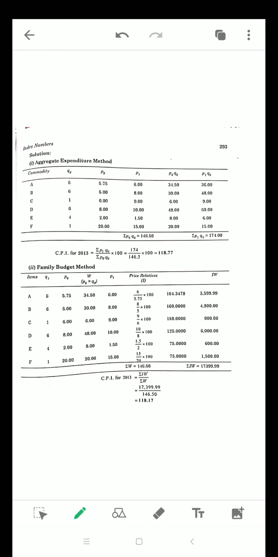6 into 5.75 we will get 34.50. 6 into 5 we will get 30. 1 into 6 we will get 6. 6 into 8 we will get 48. 4 into 2 you will get 8, and 1 into 20 you will get 20. So the sum of P0 Q0 is equal to 146.50.